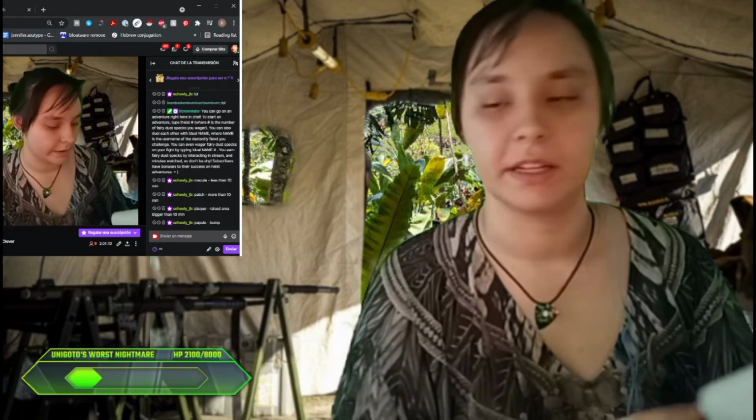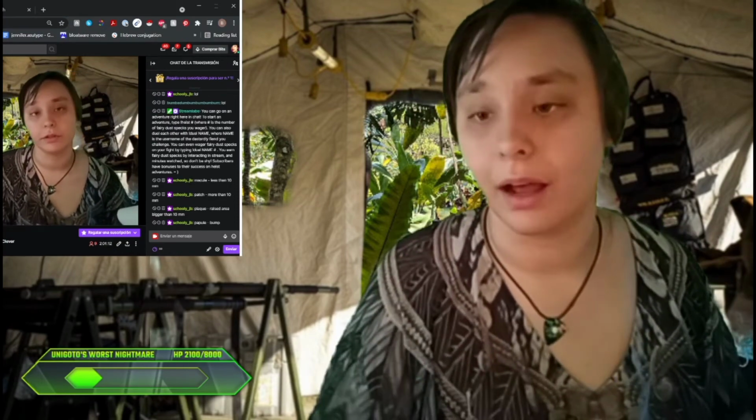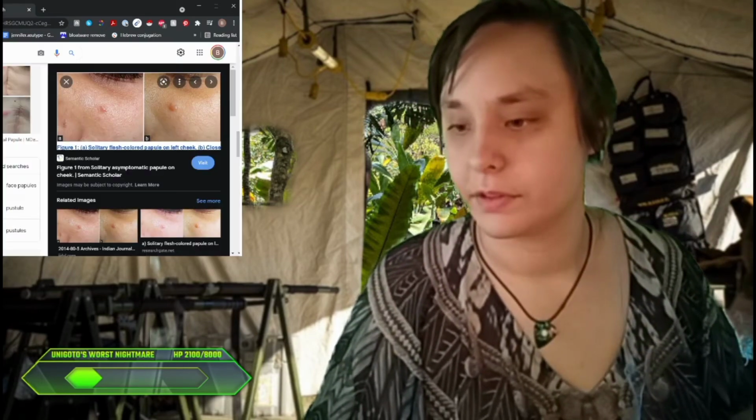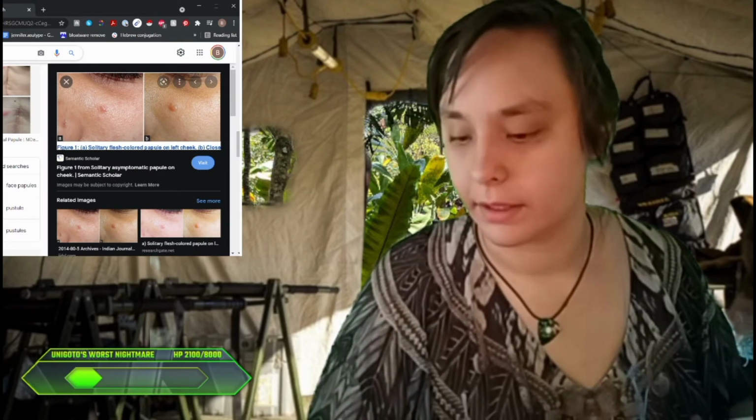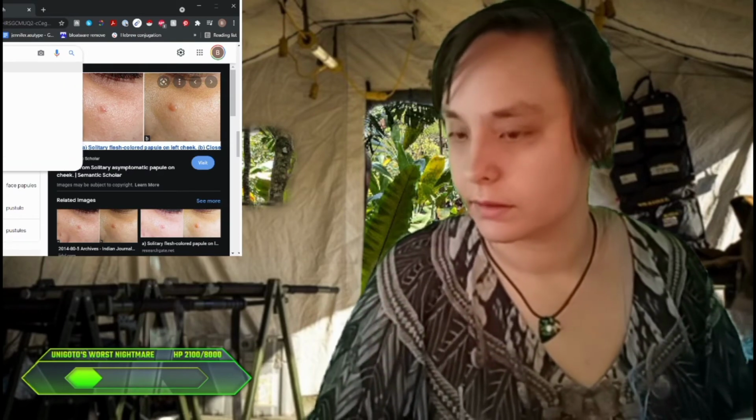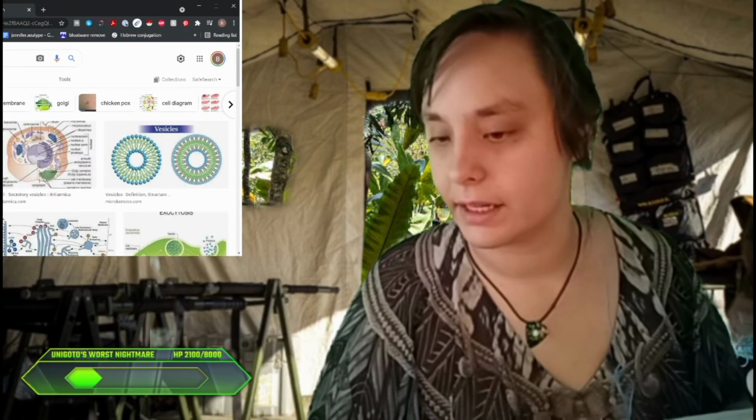Vesicles. I'll show you what a vesicle is. A vesicle is a papule that's hollow. So this is a vesicle. Like in herpes. This is a vesicle. It's like a tiny blister.